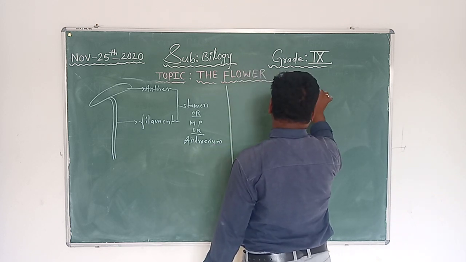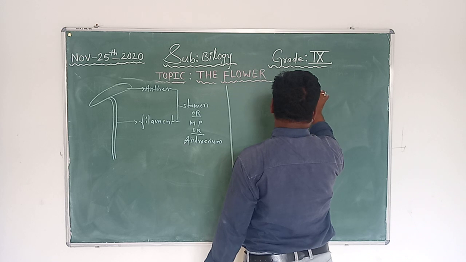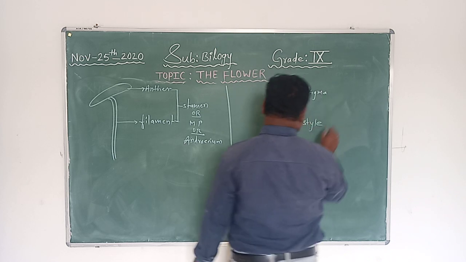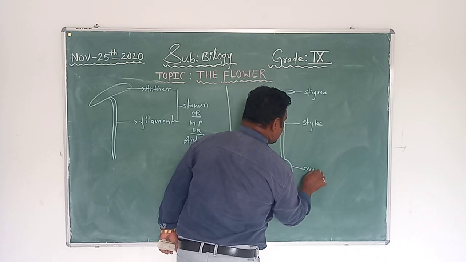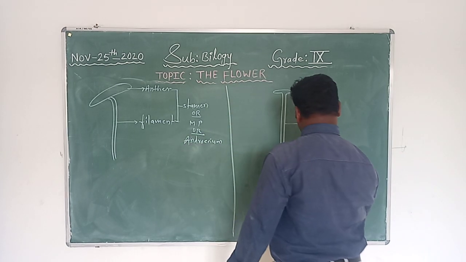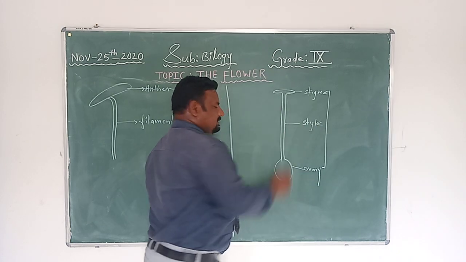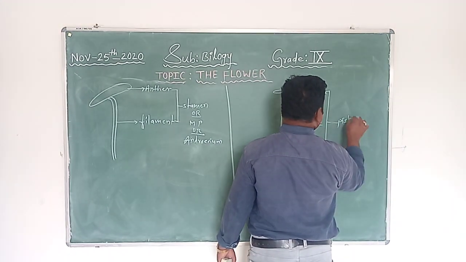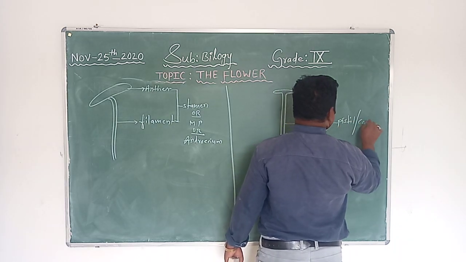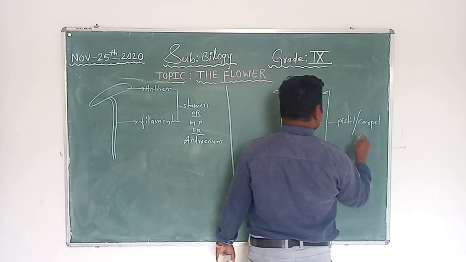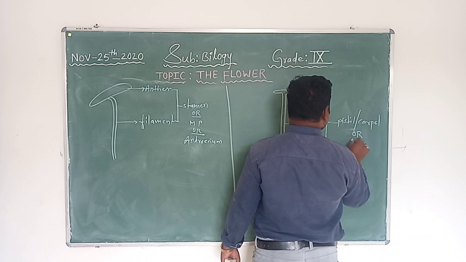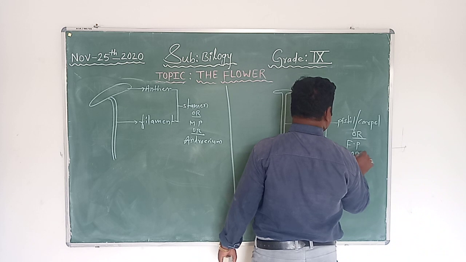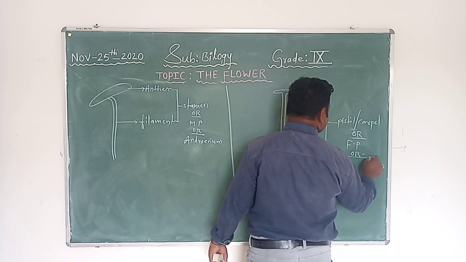Here it is stigma. This is the style, and this is ovary. And here collectively we call them stigma, style, ovary. Here collectively we call them pistil or carpel. Pistil or carpel, or we can call it as here taken female part, or we can call gynoecium.